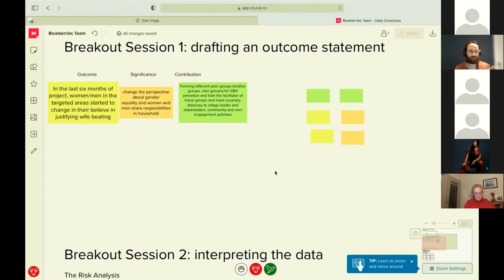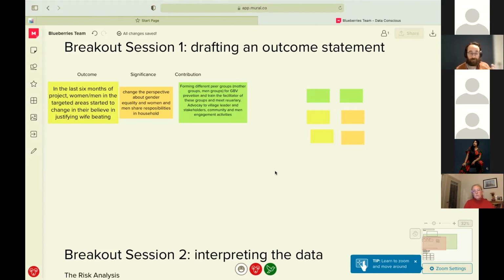I would say very briefly, I love what you've got here. You've got real good clarity in that outcome statement. You're using the active voice, right? You're saying that women and men in these areas started to change their beliefs. When working with an evaluator who provides you with something like this, you'd ask them to break that down and say, well, what changed in the women's belief about this? What changed in the men? To try and disaggregate that a bit.